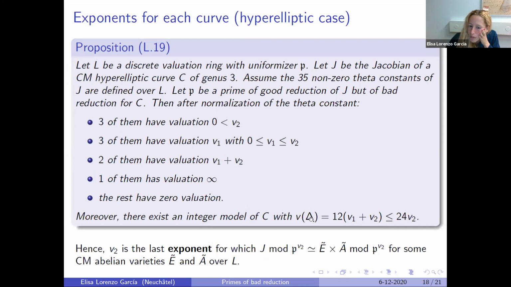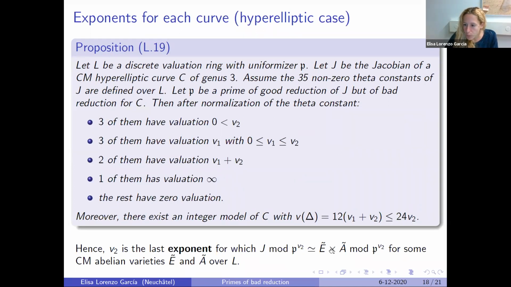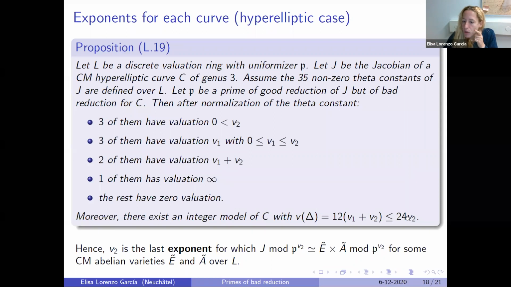The funny thing is that this B2, which appears here and helps you bound the valuation of the discriminant, is the last exponent for which the reduction of your Jacobian modulo P to the B2 is what we want. I'm talking about abelian varieties defined over rings and not over fields, which is again a technical thing. So this B2 is the last exponent for which the reduction of the Jacobian is isomorphic to the product of an elliptic curve and an abelian surface with the product polarization. This is going to help us measure this exponent, B2.